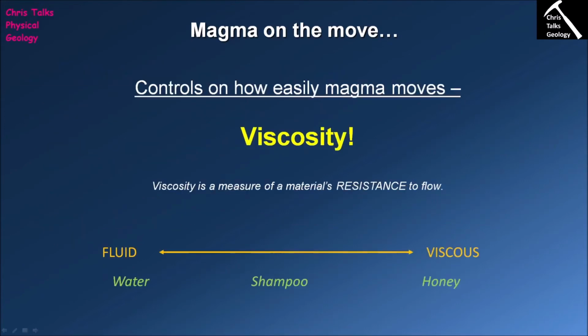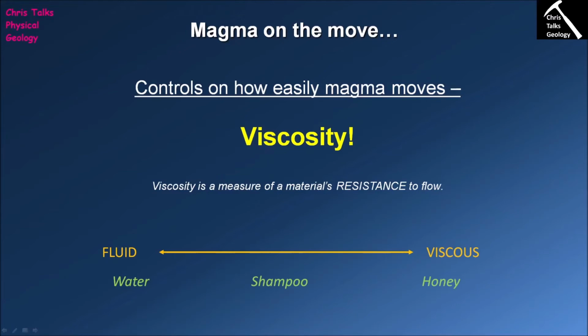So now we've discussed the factors which control how efficiently or inefficiently a magma can move through the crust. We now need to think about what factors are going to control how easily a magma can move by itself. And the primary factor is going to be the magma's viscosity. So viscosity is a measure of a material's resistance to flow.